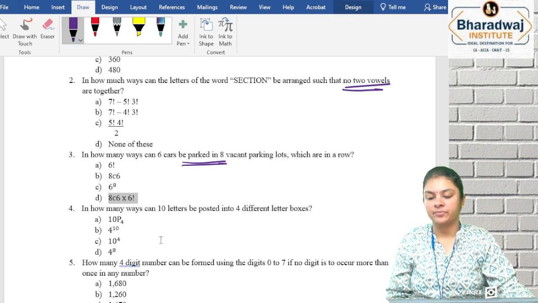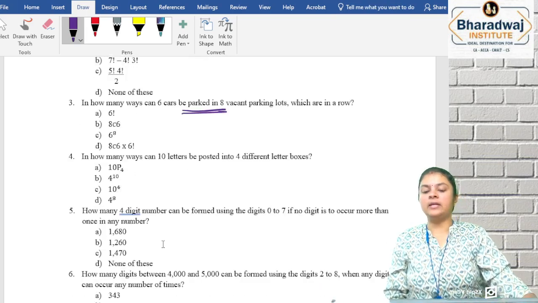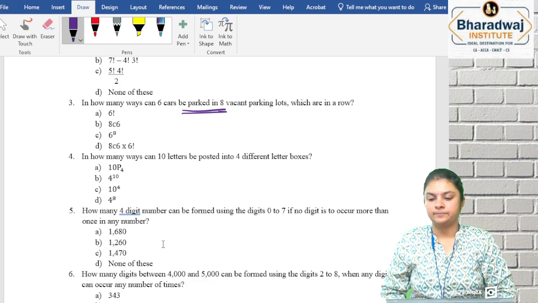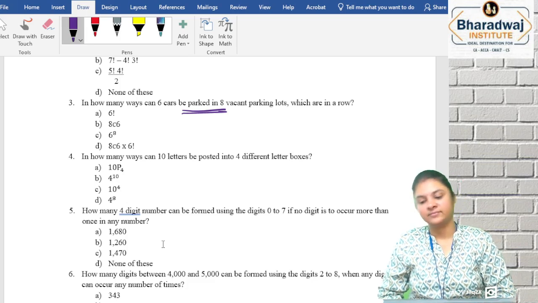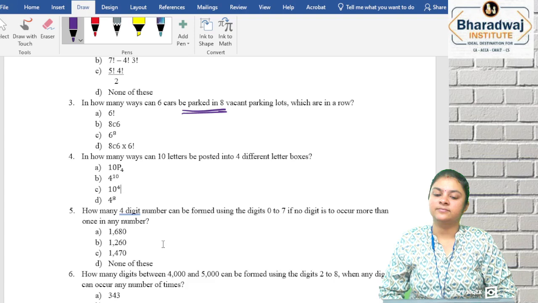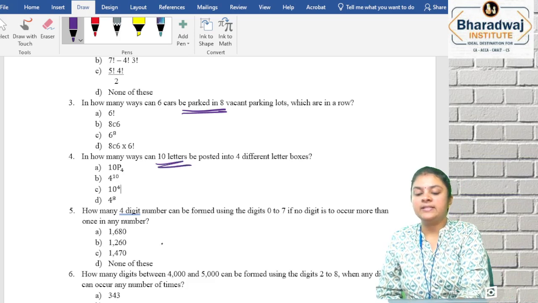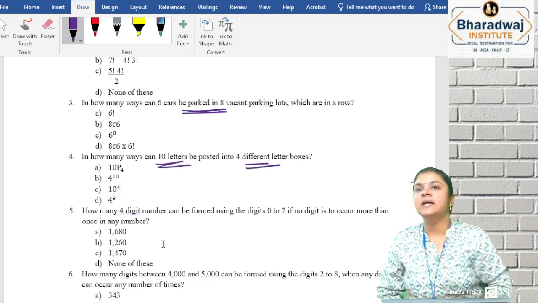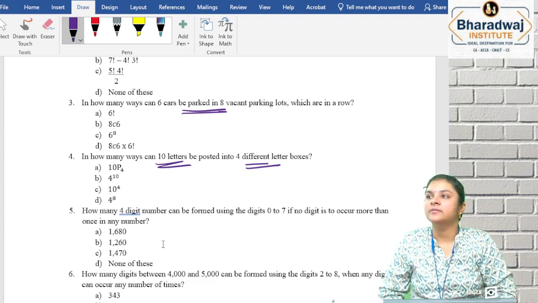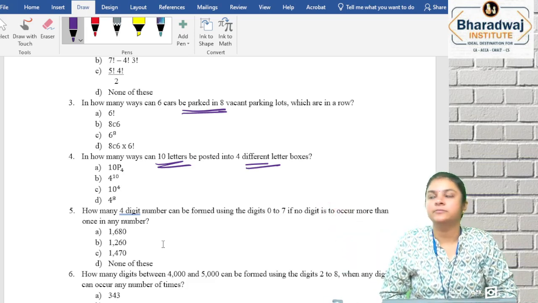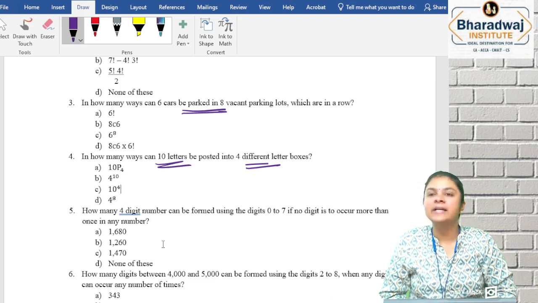Okay. Next. In how many ways can 10 letters be posted into 4 different letter boxes? Think. 4 to the power 10. Here it is 10 letters and 4 boxes. Do we have identical objects or not? Are they identical? Yes. So when it is identical items, it is the repetition rule, n to the power r.